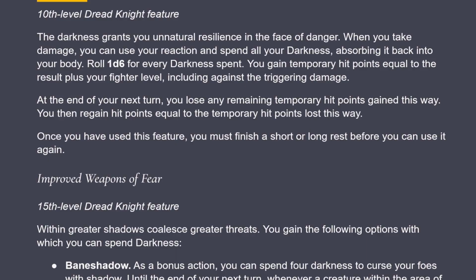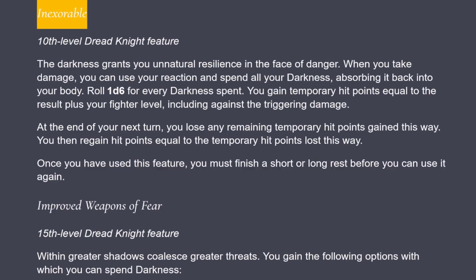You roll a d6 for every darkness you spend. You then gain temporary hit points equal to the result plus your fighter level, including against the triggering damage. So essentially, you use your reaction, and instead of putting up shield, you suck all your darkness in and empower yourself with temporary hit points to try to cushion the blow, I guess. At the end of your next turn, you'll lose any remaining temporary hit points, but you regain hit points equal to those temporary hit points that you would be losing at the end of your next turn.